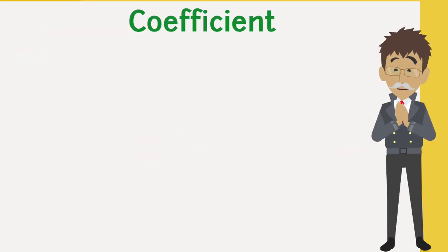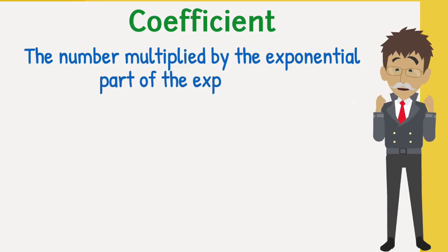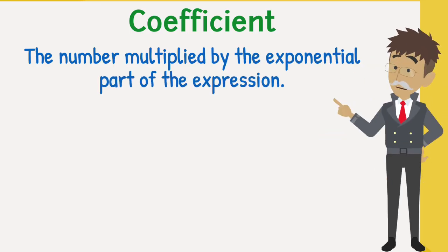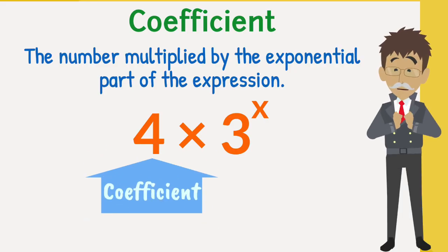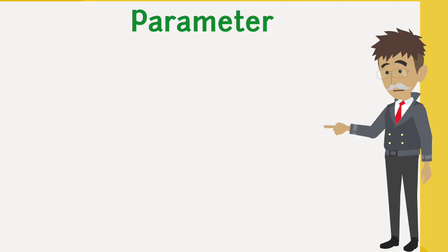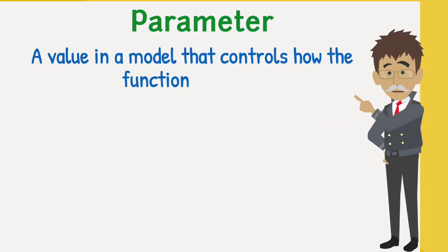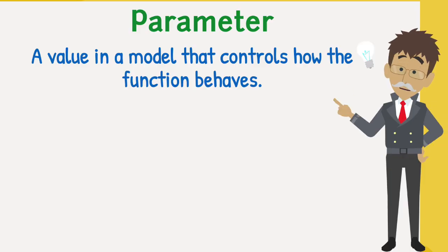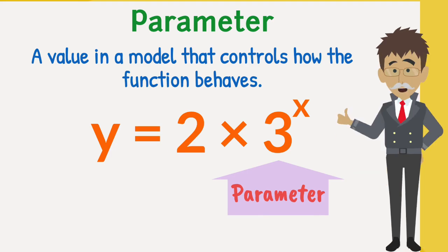Coefficient. The coefficient is the number multiplied by the exponential part of the expression. For example, in 4 times 3 raised to the x, the coefficient is 4. Parameter. A parameter is a value in a model that controls how the function behaves. For example, in y equals 2 times 3 raised to the x, the number 3 is a parameter and controls how fast the values grow.